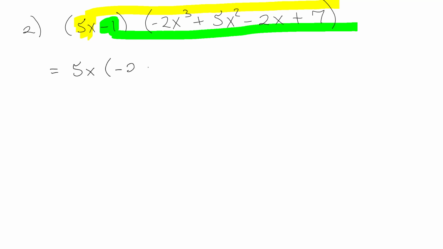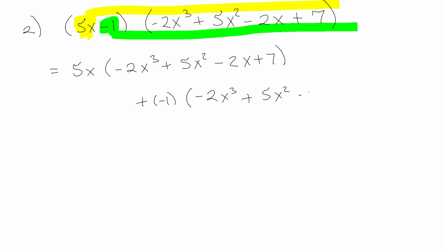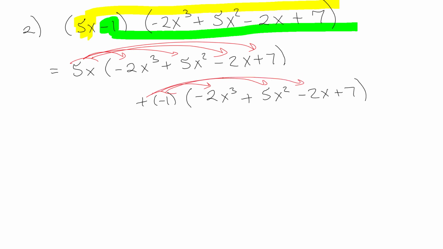So 5x times that negative 2x cubed plus 5x squared minus 2x plus 7. And then minus 1, or I'm going to write plus a negative 1 times negative 2x cubed plus 5x squared minus 2x plus 7. And again, this whole thing is going to get multiplied by each thing here, and the negative 1 is going to get multiplied by each thing here. All right, 5x. And honestly, who cares how many pages it takes you to do this?